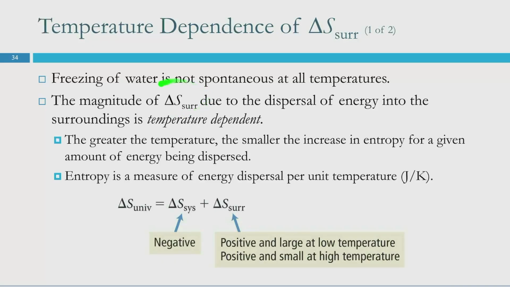The magnitude of the change in entropy of the surroundings is temperature dependent. Basically, water is not going to freeze at all temperatures. At some temperatures, water will freeze more spontaneously than at other temperatures, based on those changes in entropy. The higher the temperature, the smaller the increase in entropy, because there's more energy around. If we increase the temperature of our surroundings, there's more energy around us. So if our water is going to freeze and release energy into our environment, there's already more energy out there, and so it doesn't make as big of a difference.